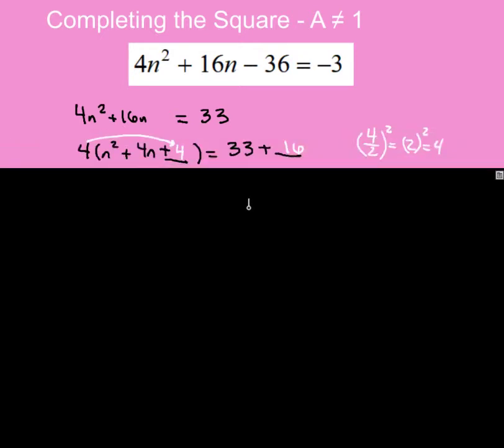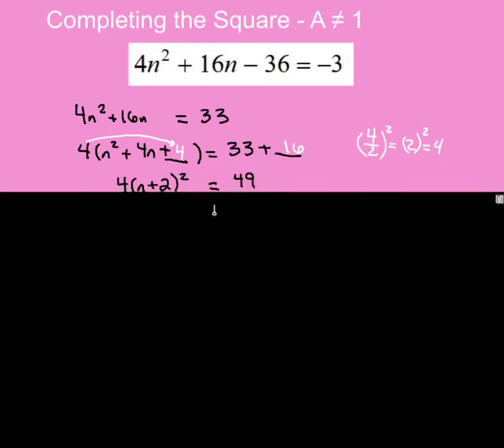Factoring out the 4, and this is where you've got to be careful. So when you do that, take half of that linear term, or the 4n, and square that. So 4 divided by 2 is 2, squared, of course, gives us 4. So be careful on the right-hand side that you don't just add 4, but you add 16. 33 and 16 on the right combines to give me a nice 49. And then on the left-hand side, there's 4, and then n plus 2, that quantity squared.